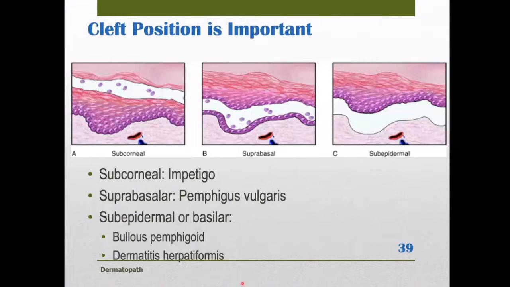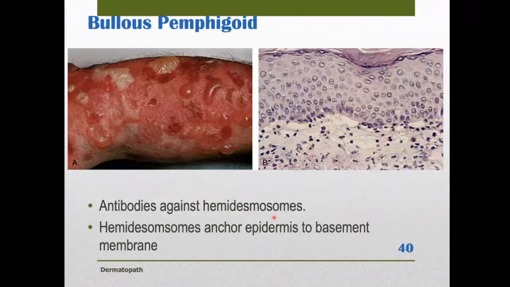So as we said, in bullous pemphigoid, here we have a subepidermal or basilar cleft. In pemphigus vulgaris, as we saw in the previous slide, we have a suprabasilar cleft, here above the stratum basale, and in impetigo we have a cleft just below the stratum corneum. So this is the bullous pemphigoid.